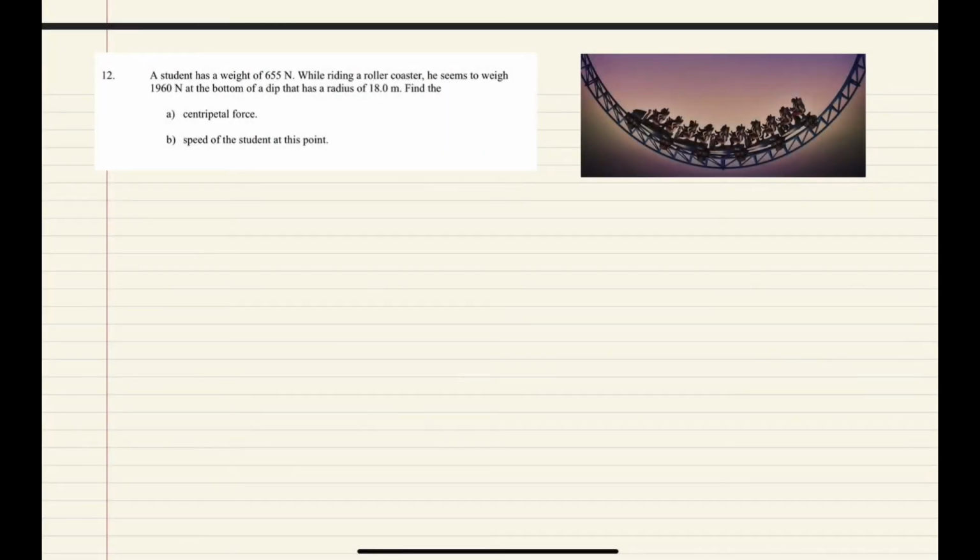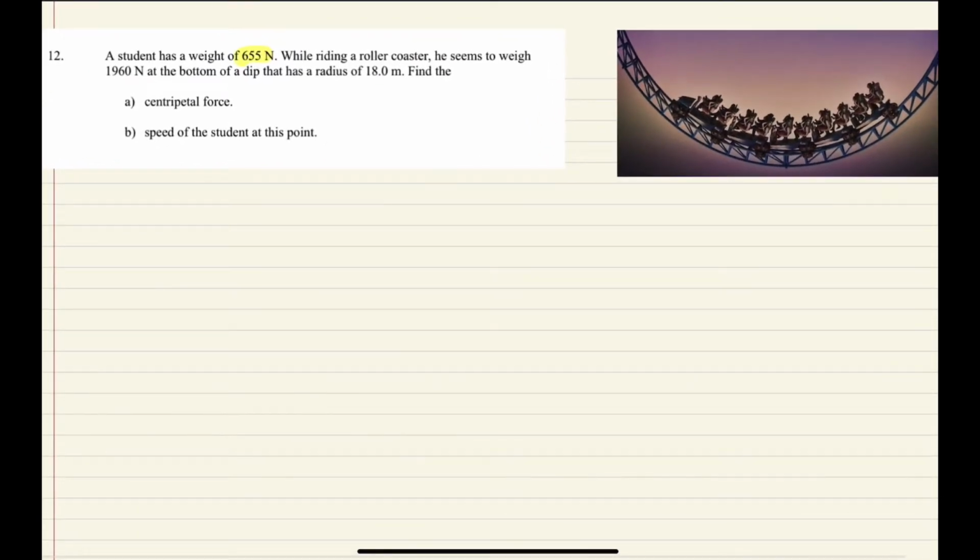Okay, for question 12, a student has a weight of 655 Newton. While riding a roller coaster, it seems to weigh 1960 at the bottom of a dip that has a radius of 80 meter. So the first thing, if you get this kind of question, you have to draw the diagram. So the diagram should look something similar to that. And they want to find centripetal force, that will be your FC. And then the speed of the student at this point, that will be your V.